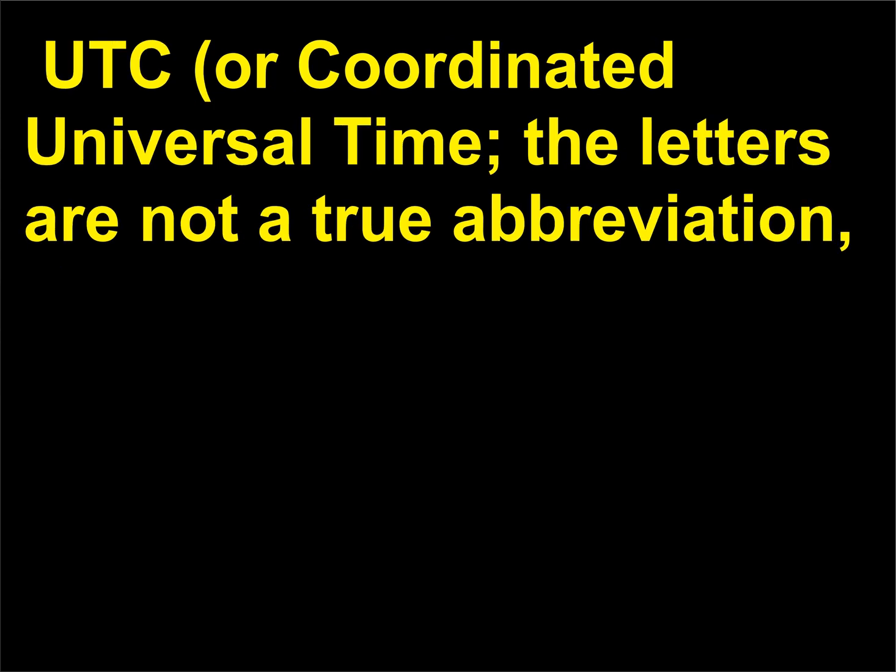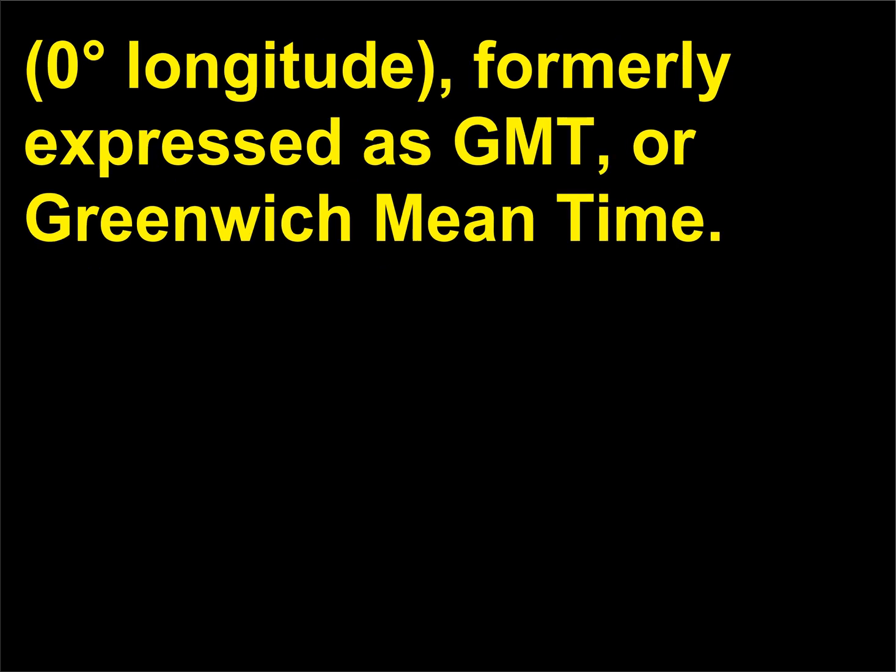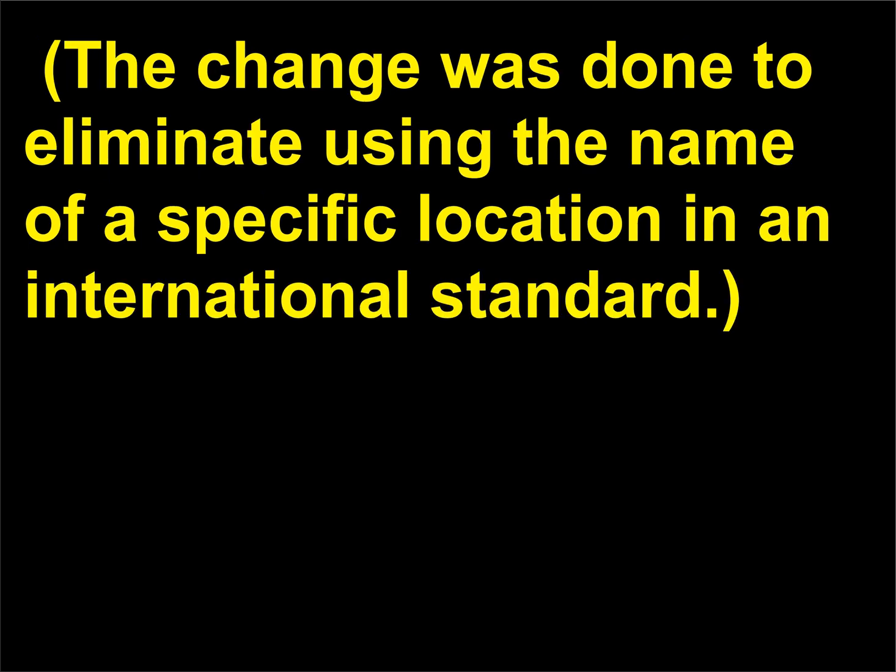UTC, or Coordinated Universal Time, the letters are not a true abbreviation, but a variant of universal time, is equivalent to mean solar time at the prime meridian, 0 degrees longitude, formerly expressed as GMT, or Greenwich Mean Time. The change was done to eliminate using the name of a specific location in an international standard.